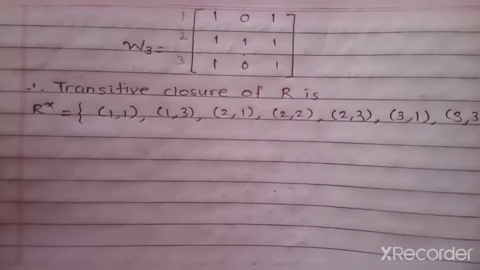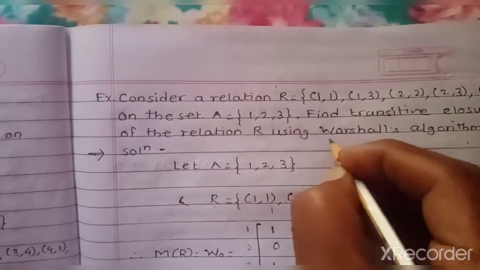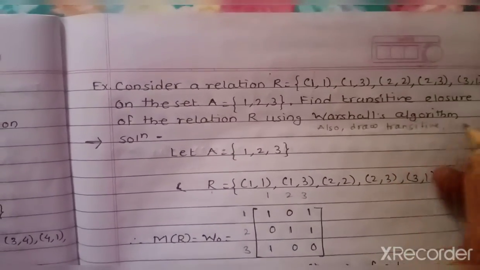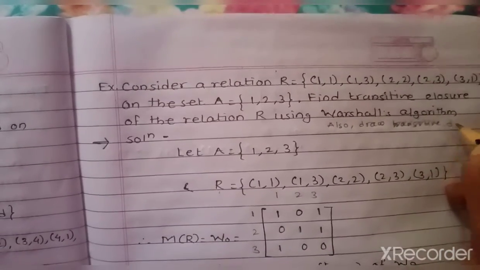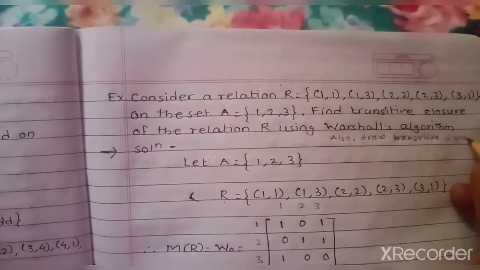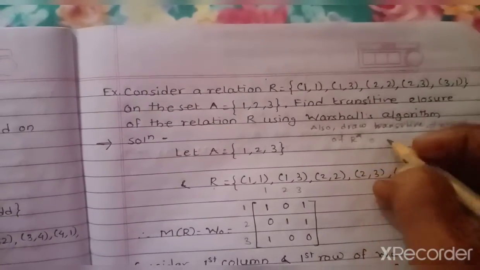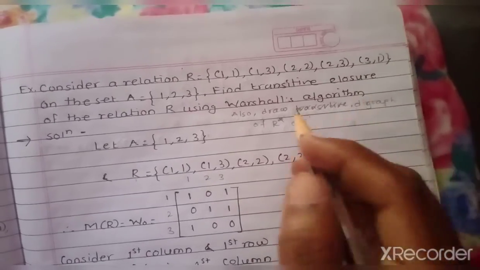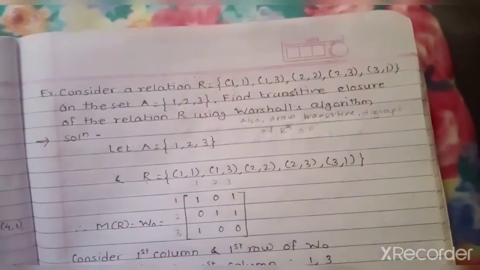In some examples we are not only asked for the transitive closure of R, we are also given one additional question: also draw the diagram of R star, or sometimes R dash, or sometimes the question is to draw the diagram of the transitive closure of R. Such types of questions are given in our examples. So suppose this question is given in this example, so what is the next step?